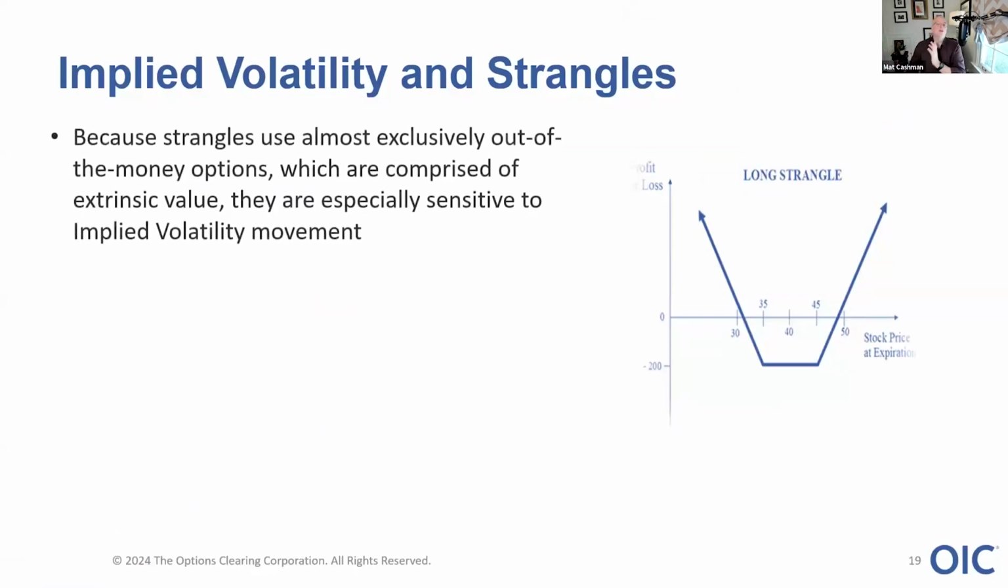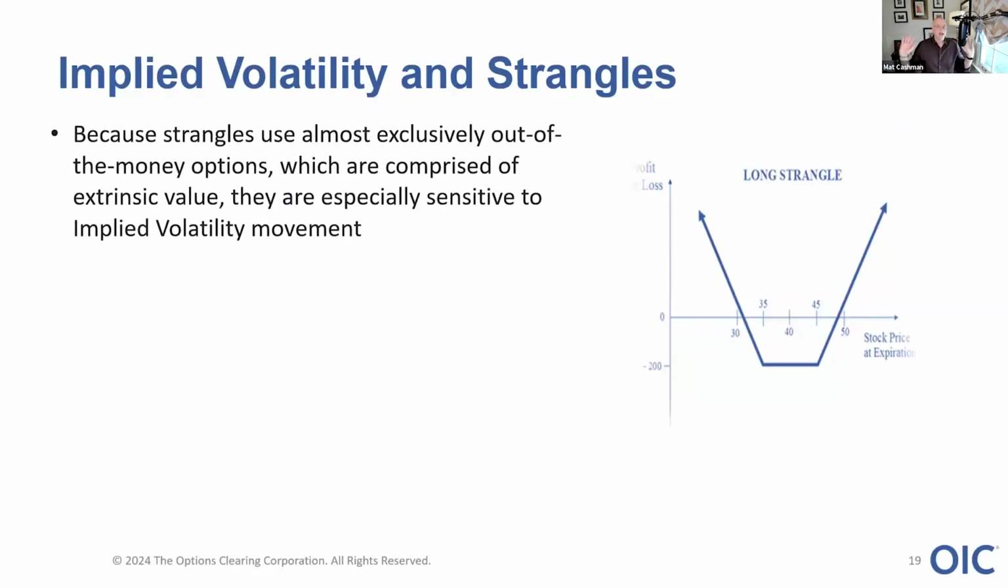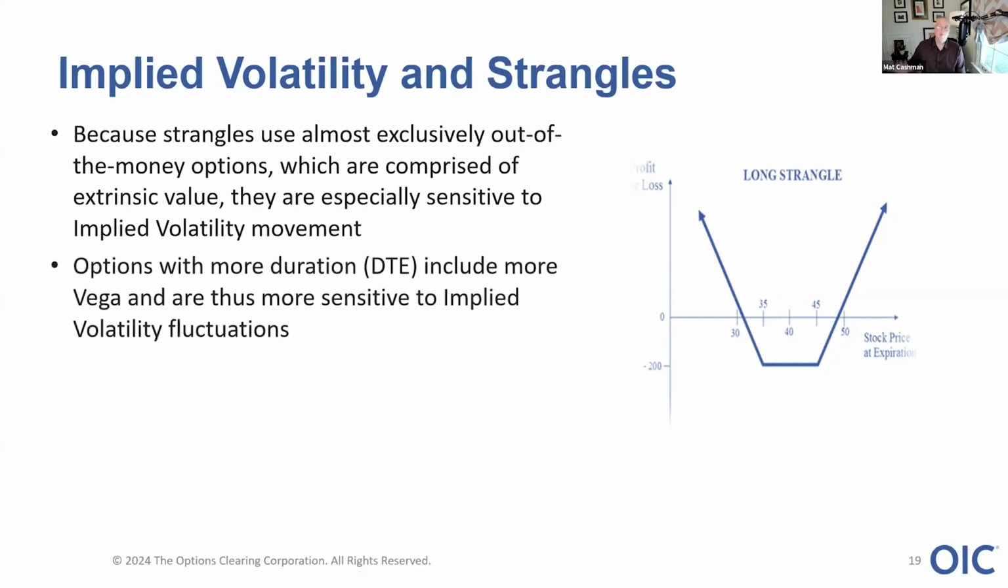Implied vol and strangles. Because strangles use exclusively out of the money options, like I said before, they're extrinsic value options. They don't have any intrinsic value. They don't have any parity in them. They're especially sensitive to implied volatility movements. That means that they have more Vega. More duration includes more Vega, and thus they're more sensitive to implied vol.